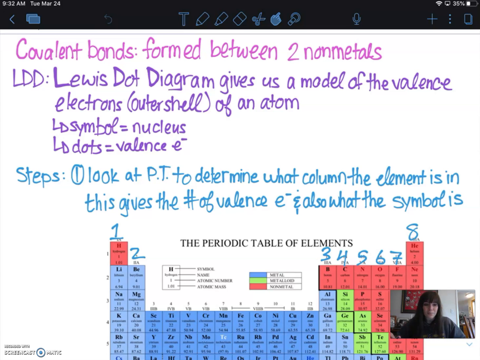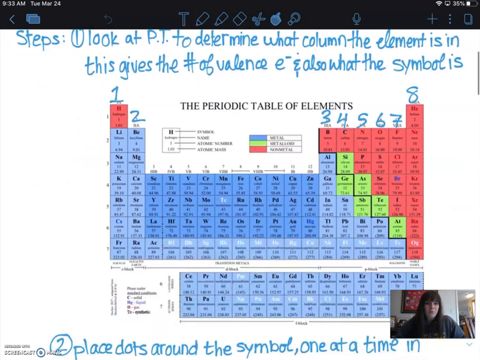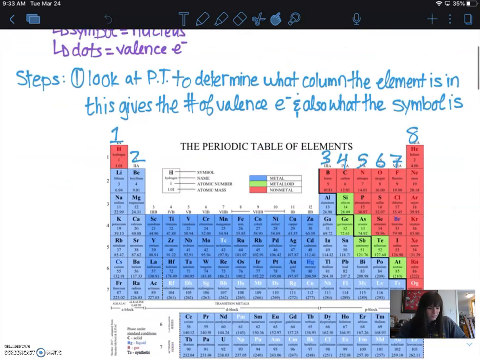So first things first, the most important thing is knowing that covalent bonds are formed between two nonmetals, right? Ionic bonds were formed between a metal and a nonmetal. Covalent bonds should come from, if you look down at this periodic table, all of the red boxes, those are our nonmetals.